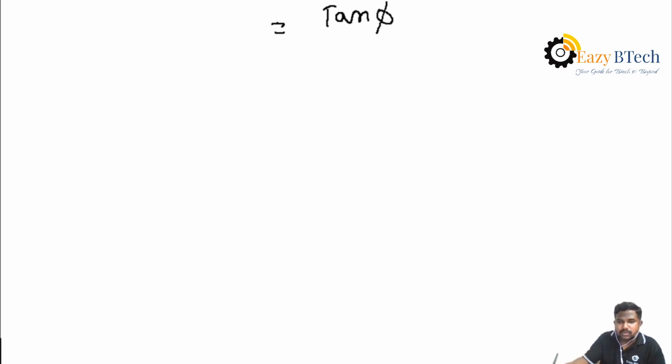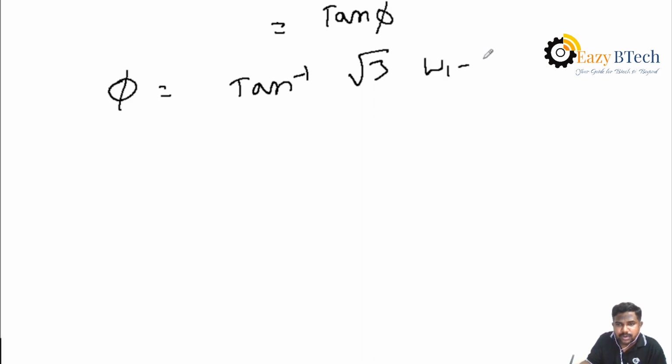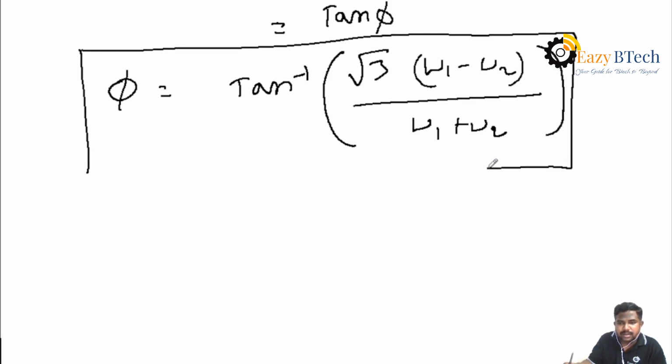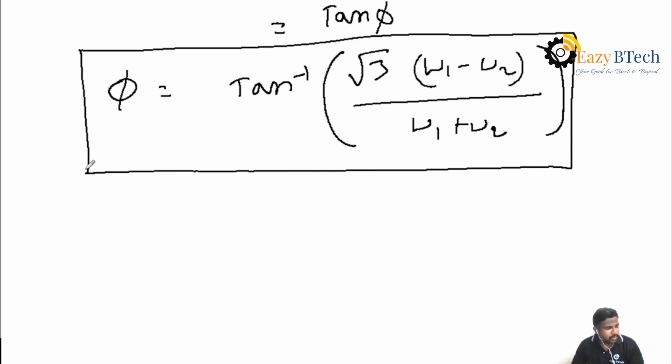Okay. From that, you have to find out the angle phi. That is equal to tan inverse of root 3 into (W1 minus W2) by (W1 plus W2). So this is the equation of the power factor angle in the 2 wattmeter method. That is, phi equals tan inverse of root 3 into (W1 minus W2) by (W1 plus W2). This equation is very important. It is a compulsory problem in the GATE examination also.